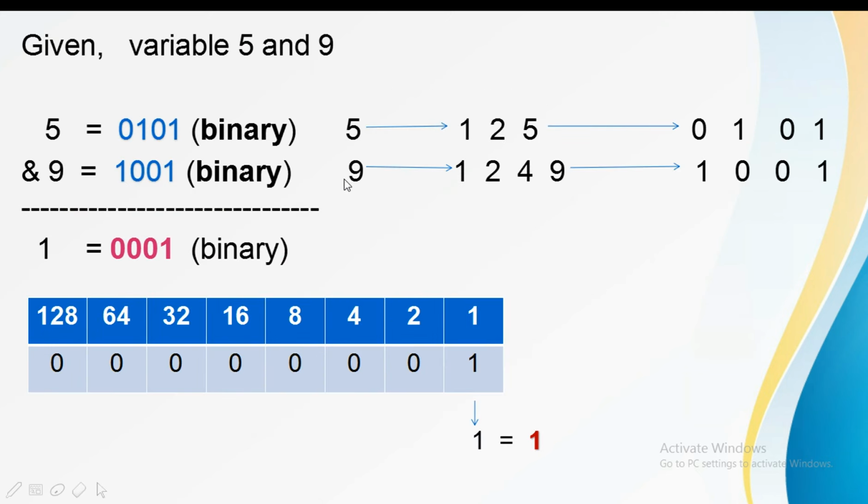Kindly note that. Lazima zote mbili, operand zote mbili zikuwe moja ndio answer yetu ikuwe moja. Tuko na example hapa. Tumepatiwa variables mbili, 5 na 9. Sasa 5, ukiandika binary ya 5 utaandika 0101.